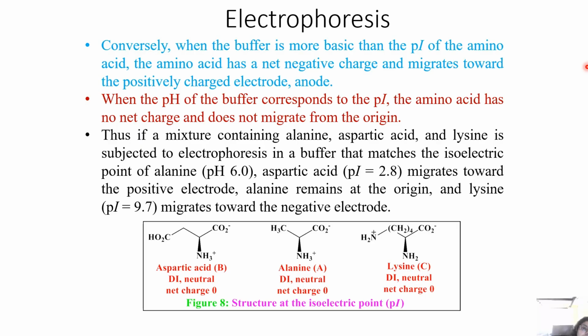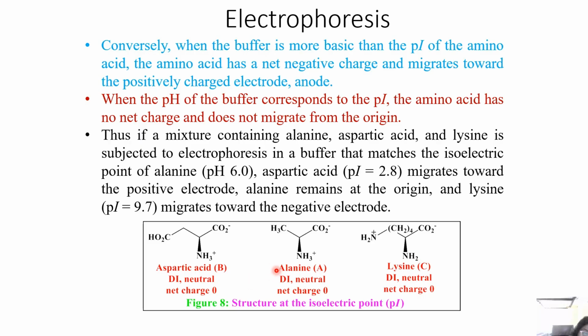So if a mixture containing alanine, aspartic acid and lysine is subjected to electrophoresis in a buffer that matches the isoelectric point of alanine, that is pH 6, aspartic acid, with pI 2.8, migrates towards the positive electrode. Alanine remains at the origin and lysine migrates toward the negative electrode. That is how the entire process of electrophoresis works out.